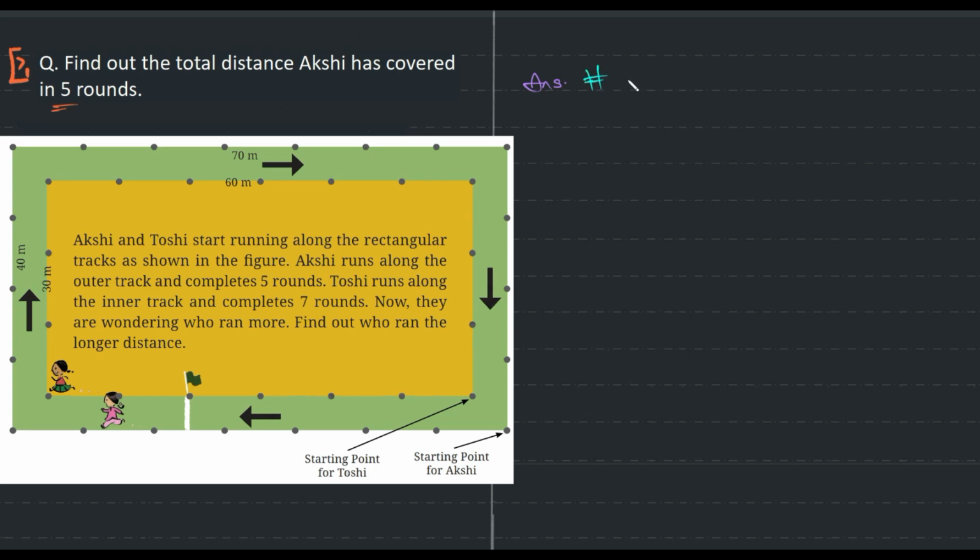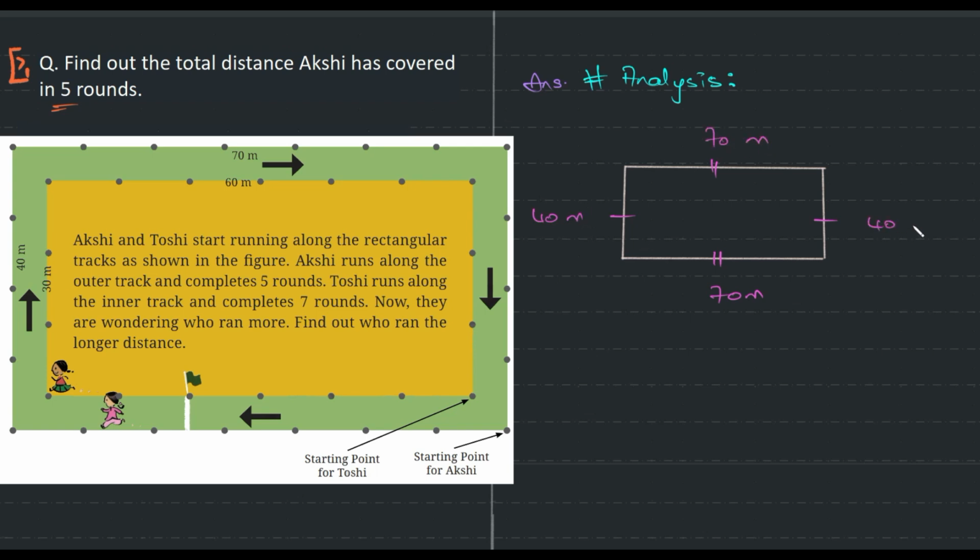So first is you have the analysis. Akshi ran along the track. So first we're looking at Akshi. She's running a rectangle track, thus the opposite sides are equal. And she ran 70 meters lengthwise and 40 meters breadthwise. 70 meters, 40 meters.